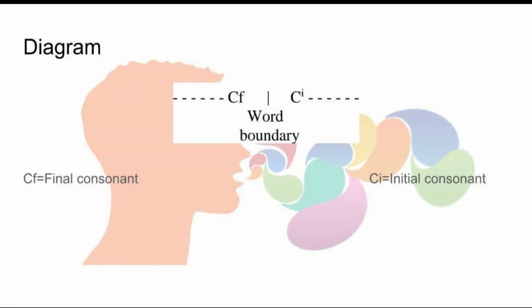Now, in order to understand the types of assimilation and how assimilation works, we have here three main concepts. First, we have CF, that means final consonant, and it's the final consonant that is in the first word. Then we have the word boundary, which is in the middle of the two words and represents the limit of them. Finally, we have CI, that is the initial consonant, and is the initial consonant of the following word.